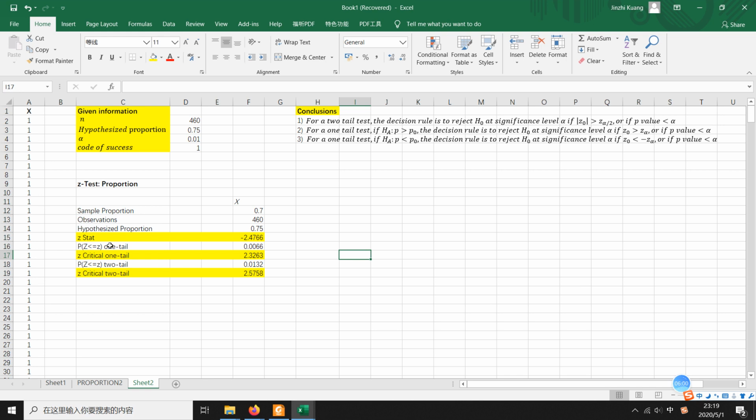In our case, the p-value for one-tailed test is 0.0066, which is smaller than the level of significance, 0.01. So H0 is rejected at 1% level of significance. And for two-tailed test, the p-value is 0.0132, which is higher than 1% level of significance. So H0 is not rejected at 1% level of significance.